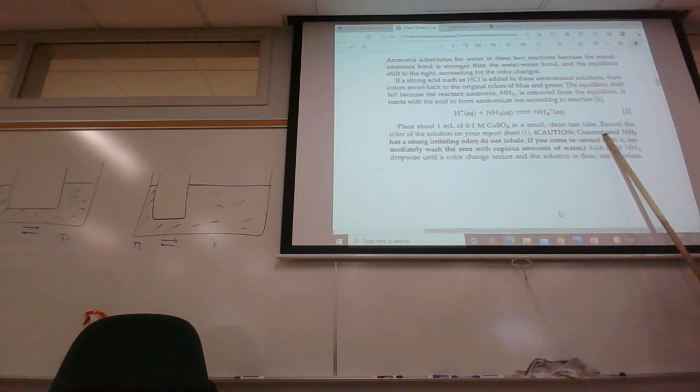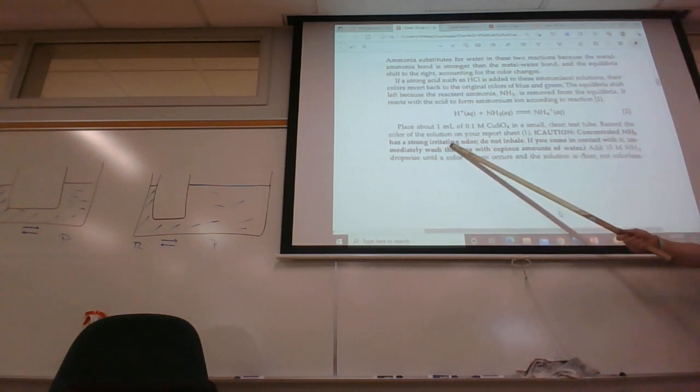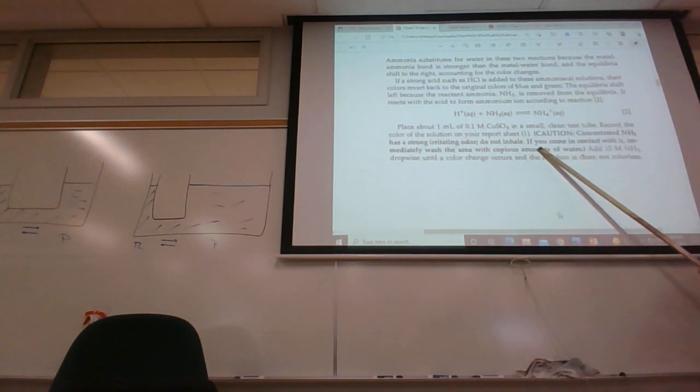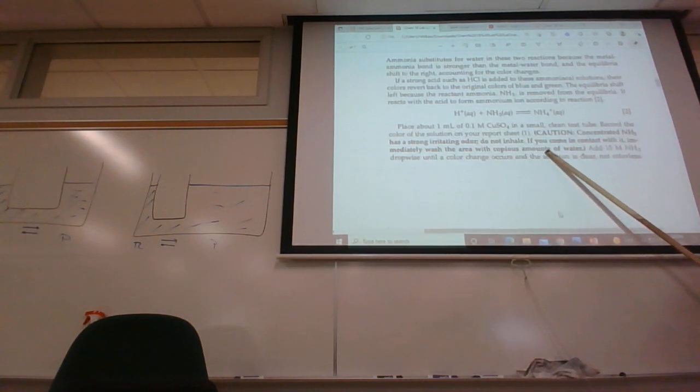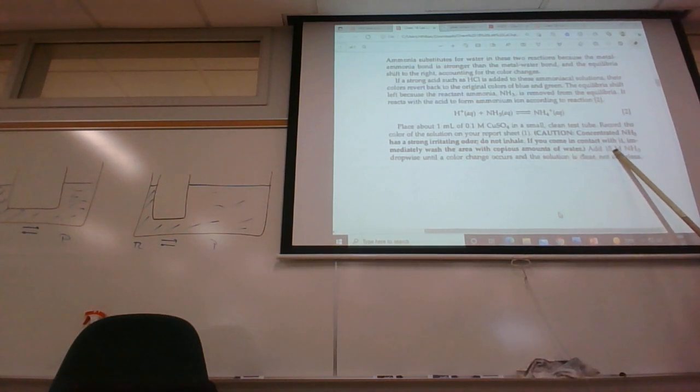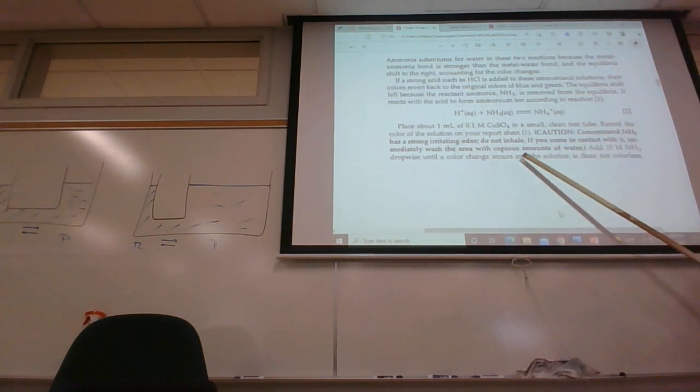Anyway, concentrated NH3 has a strong irritating odor. Do not inhale. If you come in contact with it, immediately wash the area with copious amounts of water. And so here we're adding the 15 molar ammonia dropwise until the color change occurs.